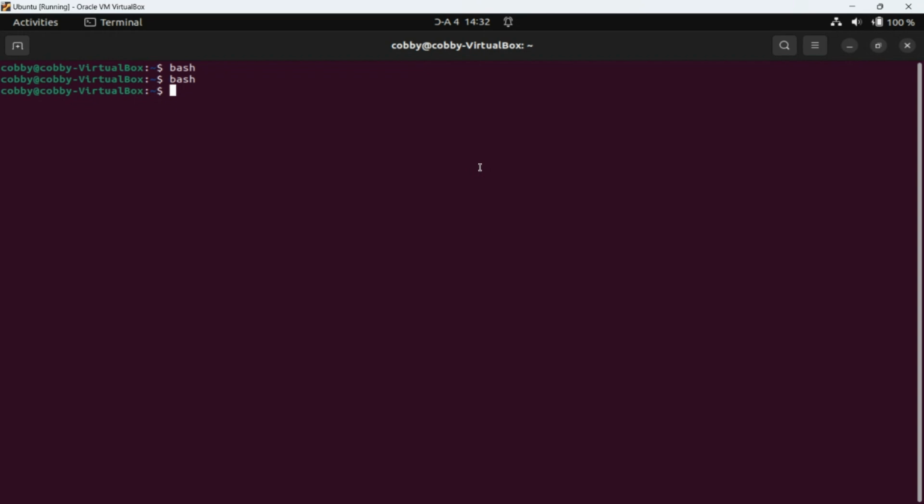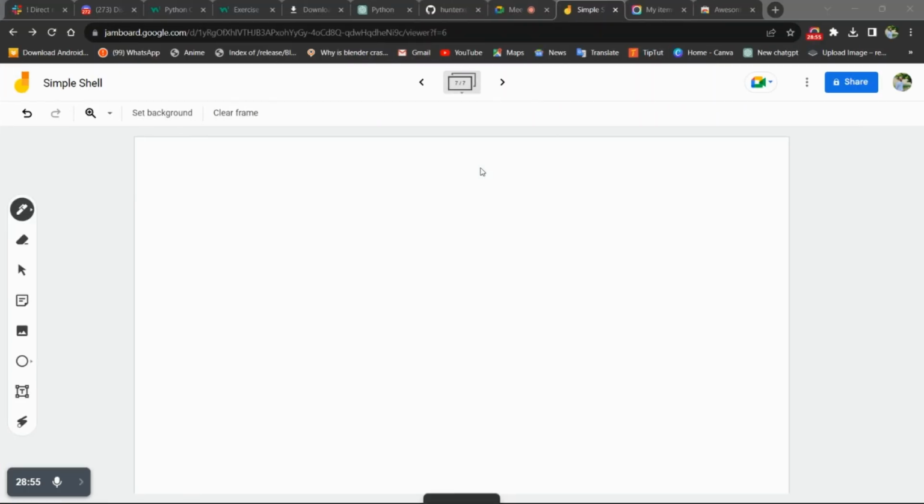The terminal is an emulator for you to have access to the shell. So let's start with some things. I've talked about the fact that the most common shell used is the Bourne Again shell. Let's start with some basic things to note about shell.